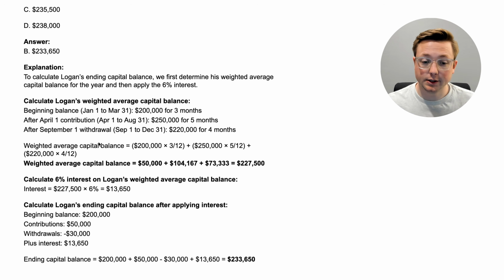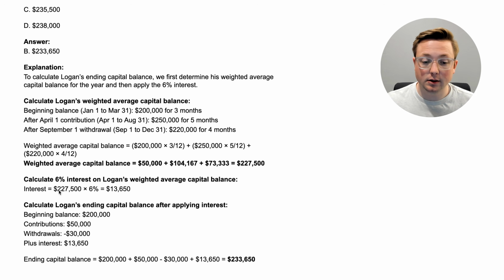You could do that one of 2 ways. You can either do this calculation that I have right here, where you calculate 200,000 multiplied by 3 out of 12, 250,000 multiplied by 5 out of 12, and 220,000 multiplied by 4 out of 12. And that will give you these numbers, 50,000 plus $104,167 plus 73,333, and that gets you 227,500. You could also multiply 200,000 by 3, 250,000 by 5, and 220,000 by 4, and then divide all of that added together by 12, and that will give you the same number. So again, his weighted average capital balance after doing all those calculations is $227,500.